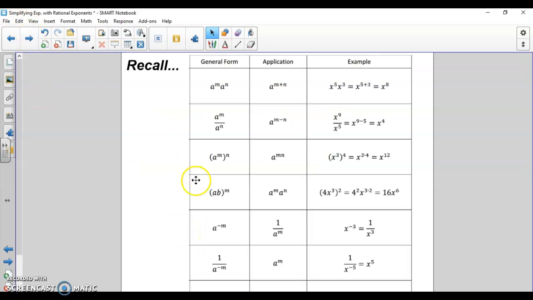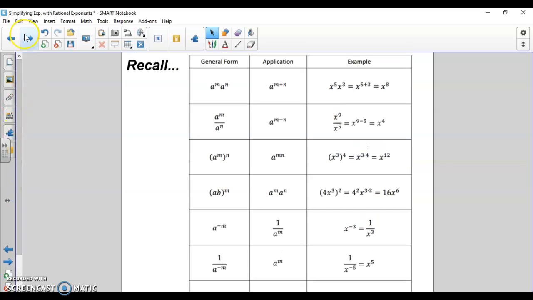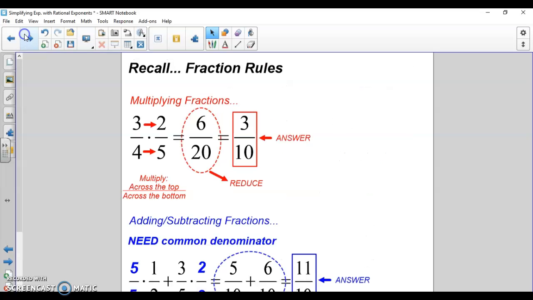Next, we're recalling all our exponent properties. I'm not going to talk through them. You guys can see it in the printout if you need to, but we're going to be using all these properties. So just make sure you're familiar with each of those. We looked at that beginning of the year-ish.